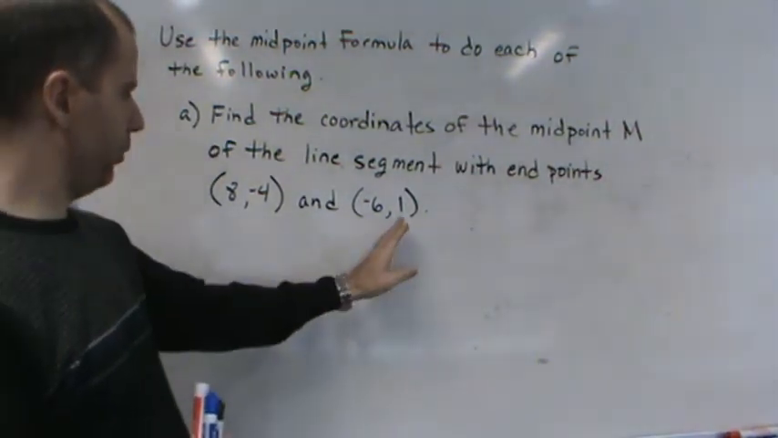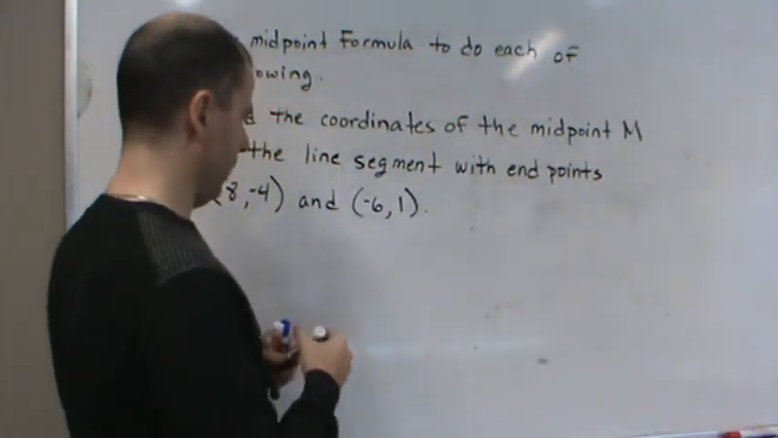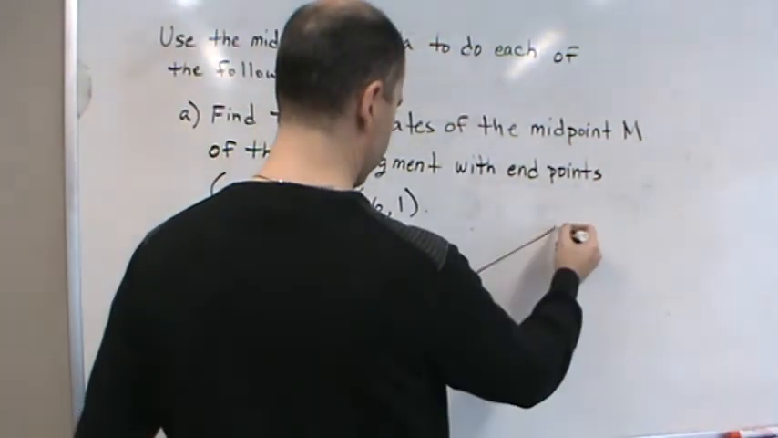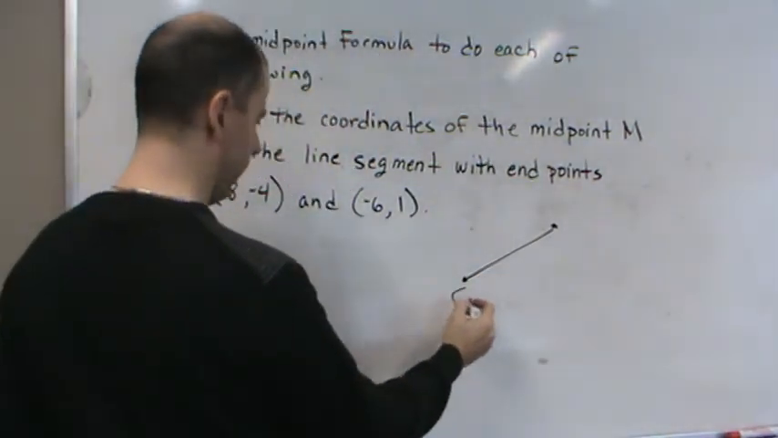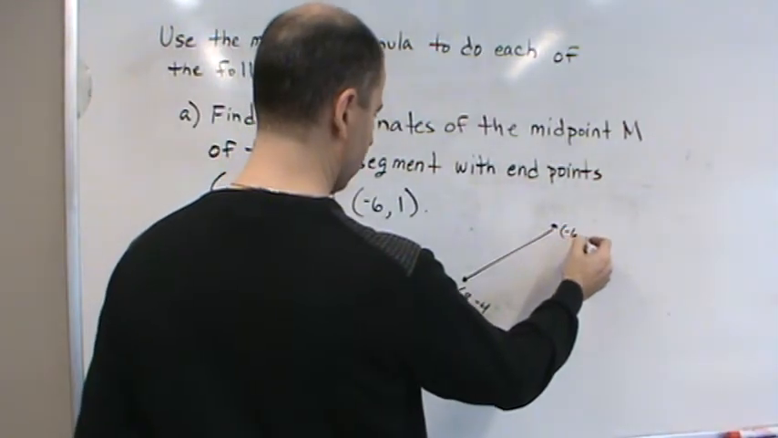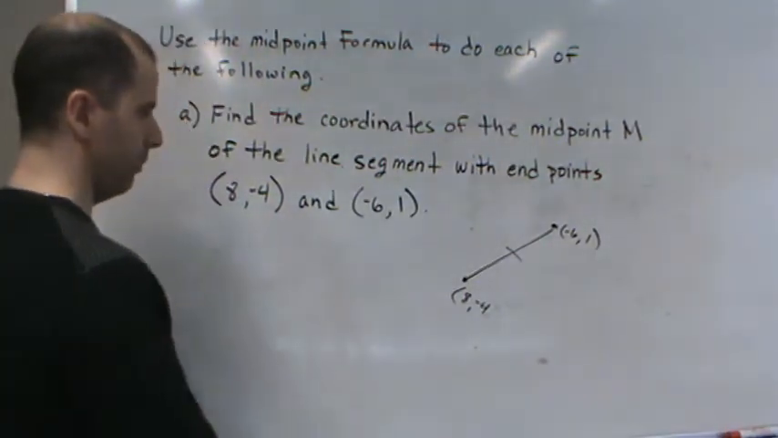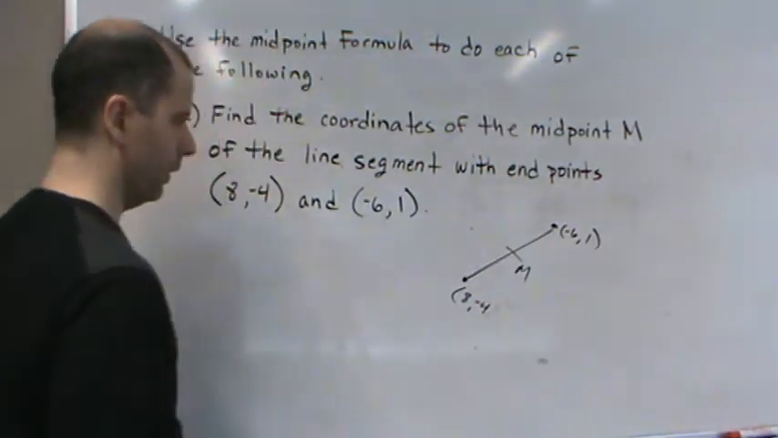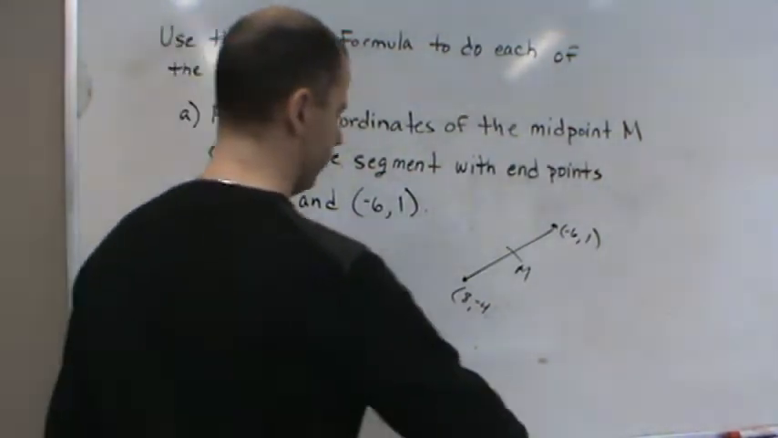Okay, so all we're going to do is, and again, visualize this, that we have a line, and this is one point, and this is another point. Okay, and so we want to find the midpoint M. Okay, so we're just going to use the midpoint formula to find that point.